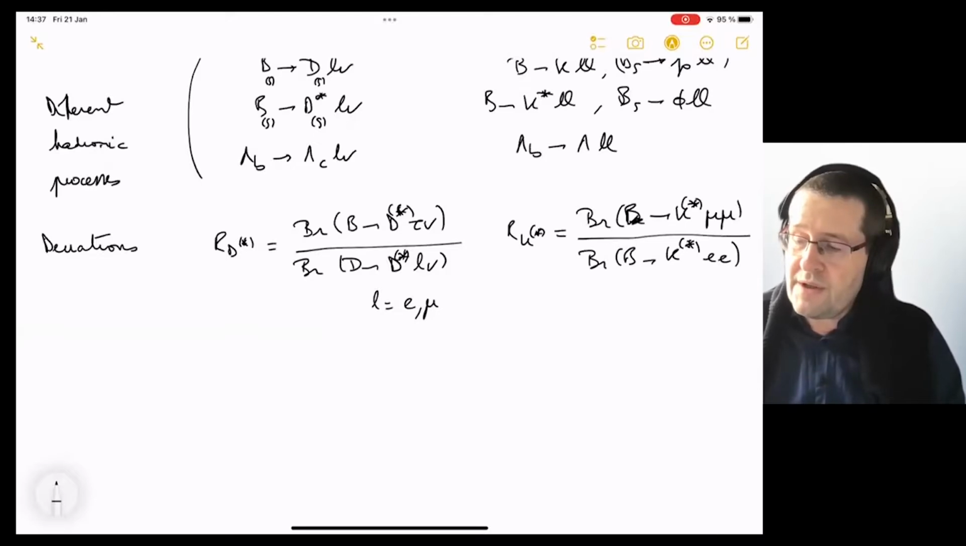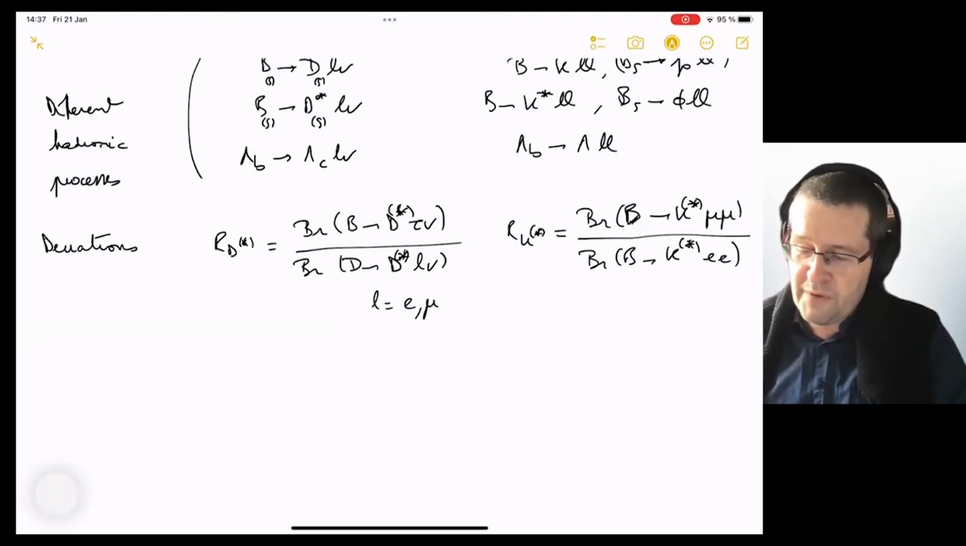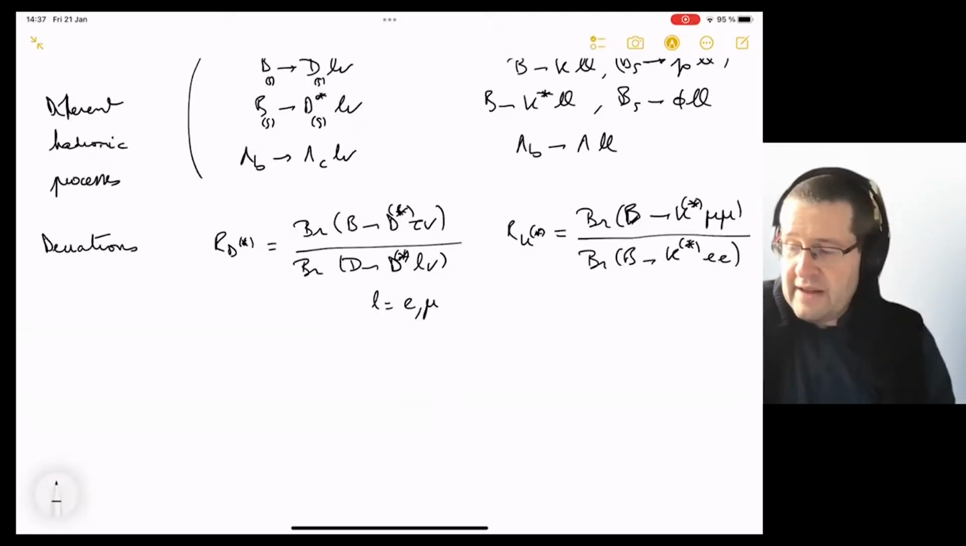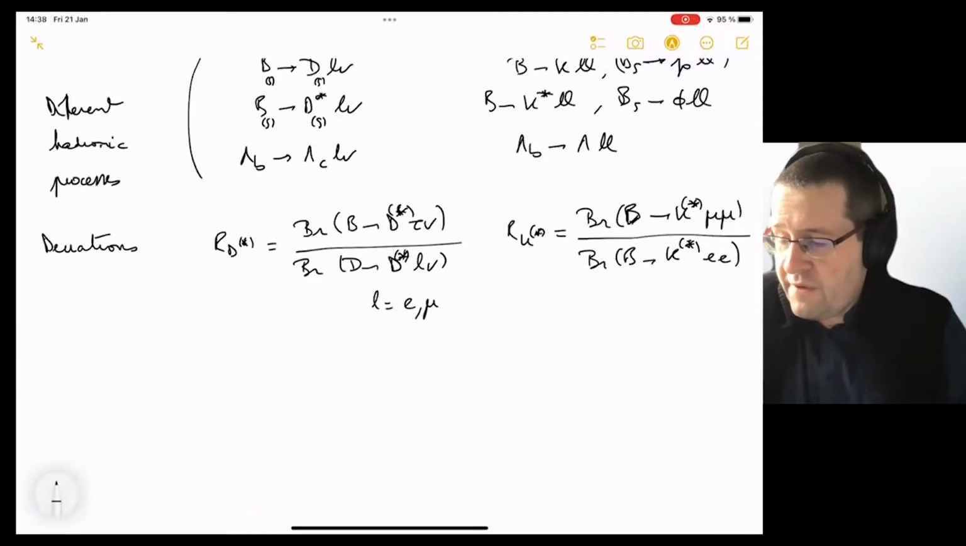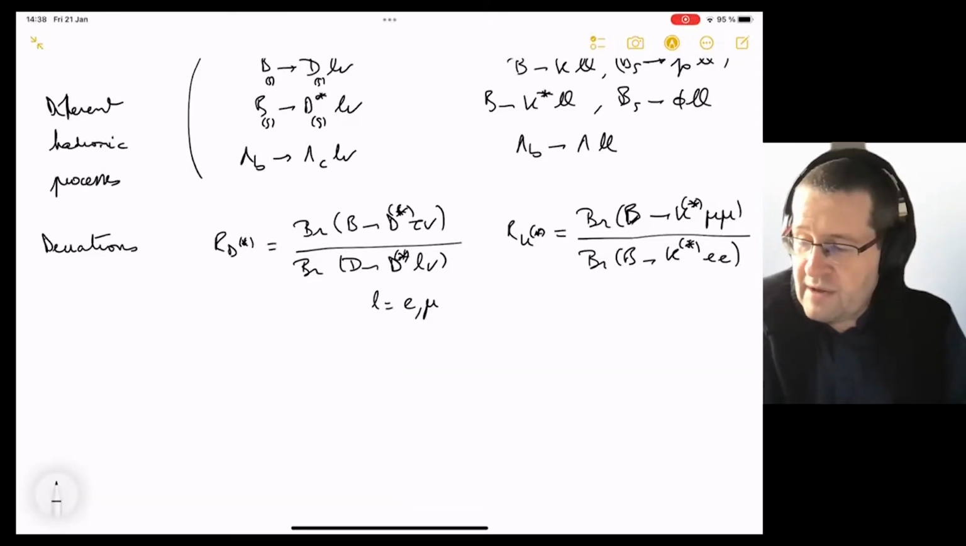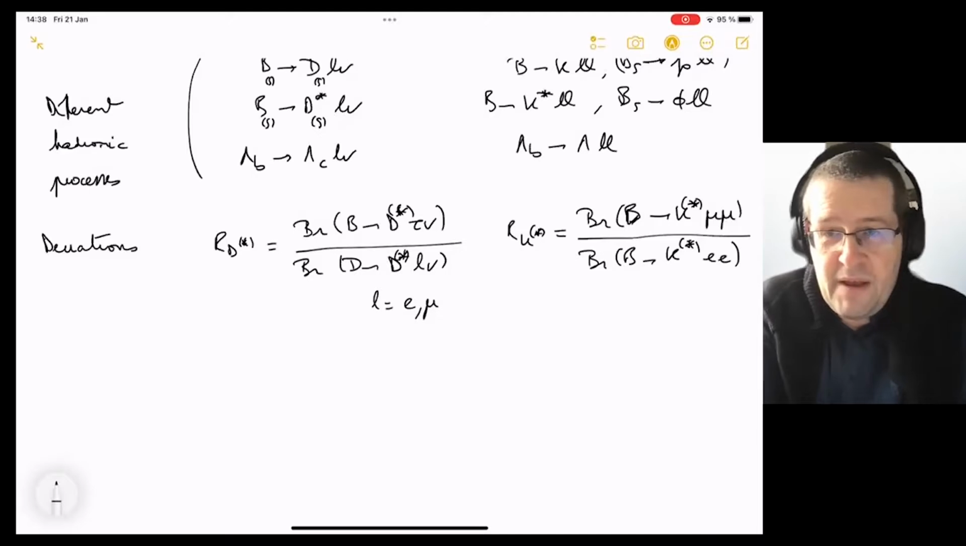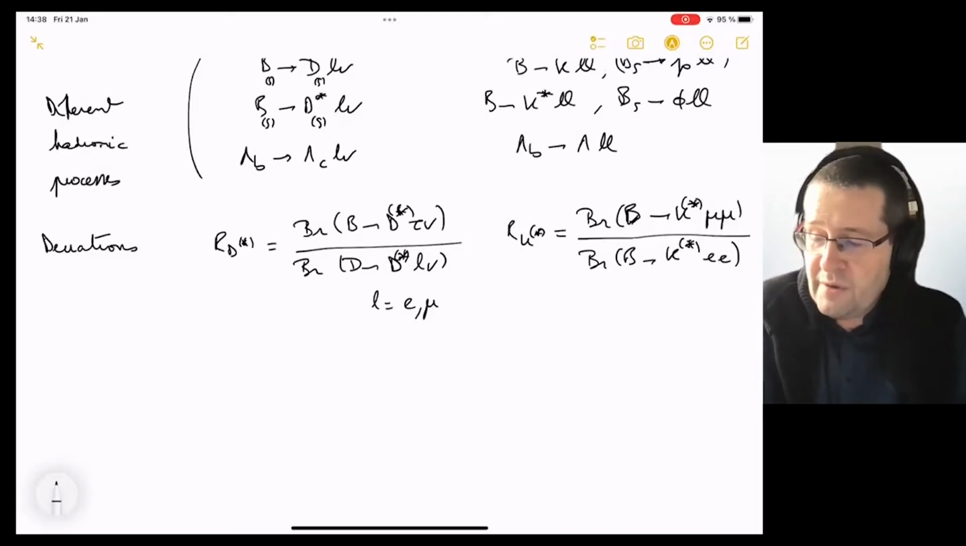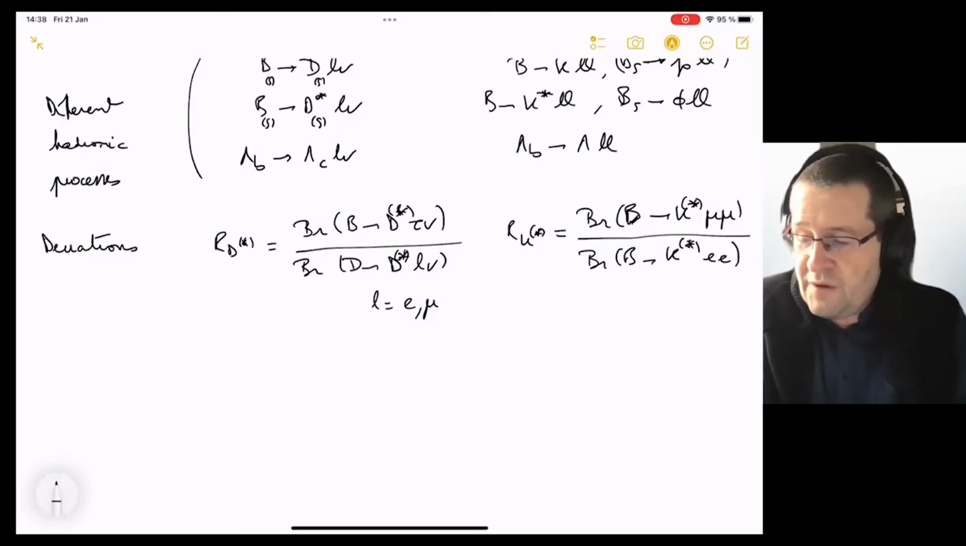So the point is that you can ask why do we do it this way? Why don't we compare each individually? And also, why do we say that we can take e or mu equivalently, and why don't we consider B to K star tau tau? So the question is a bit different in both cases.